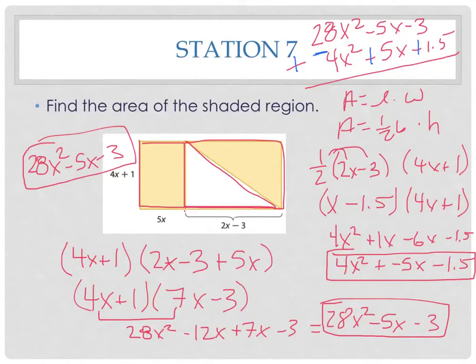So then the final area of the shaded region would be 24x squared. Negative 5x and a positive 5x gives you 0 x's. And negative 3 plus a 1.5 is going to give you a negative 1.5. So that would be the area of the shaded region.